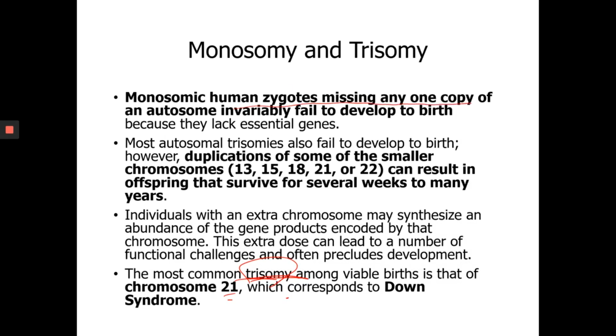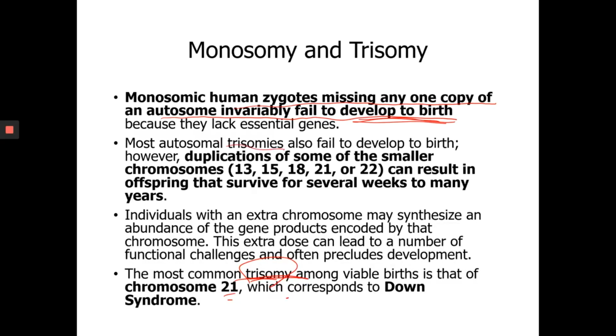The human zygotes missing any one copy of an autosome invariably fail to develop to birth. So that means if you contribute a gamete with a monosomy, like 1 chromosome less, because the chromosomes usually carry genes that perform critical functions, if you're missing 1 chromosome, you're missing those critical functions. A lot of times, the embryo wouldn't even develop to birth. Okay? So they're not going to become a baby.